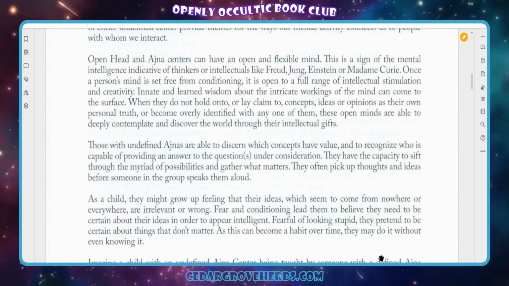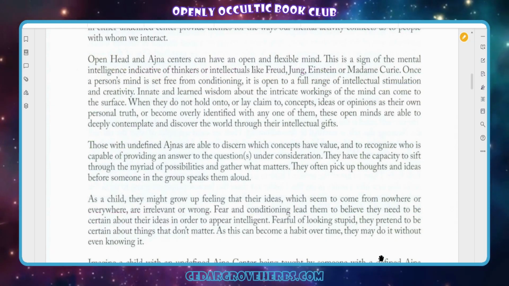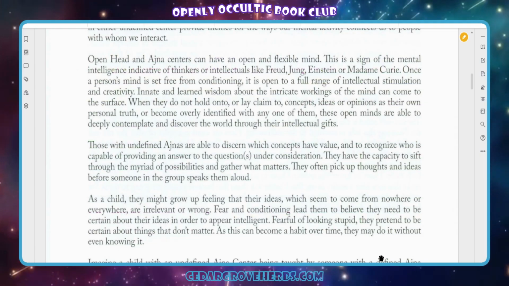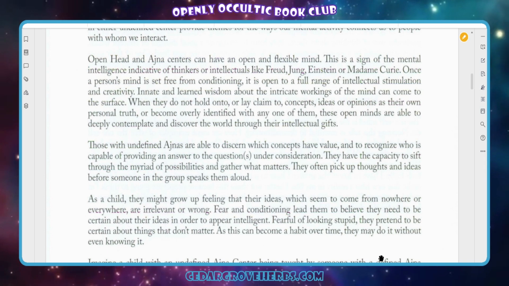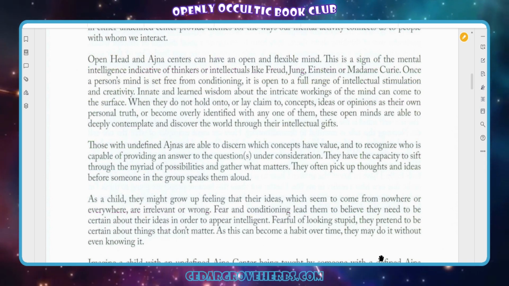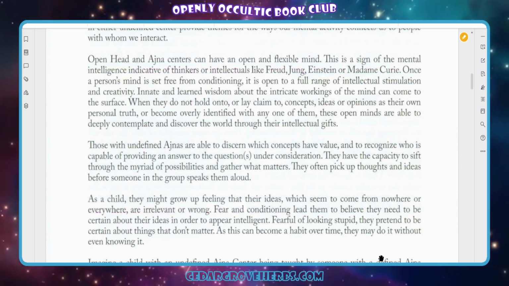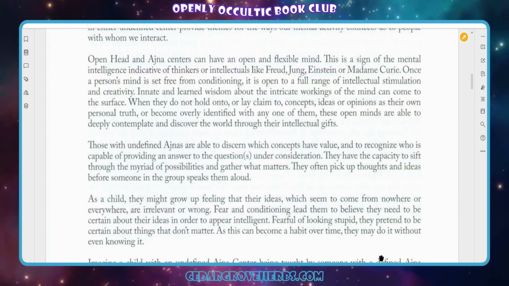Those with undefined Ajnas are able to discern which concepts have value and to recognize who is capable of providing an answer to the question or questions under consideration. They have the capacity to sift through the myriad of possibilities and gather what matters. They often pick up thoughts and ideas before someone in the group speaks them aloud.